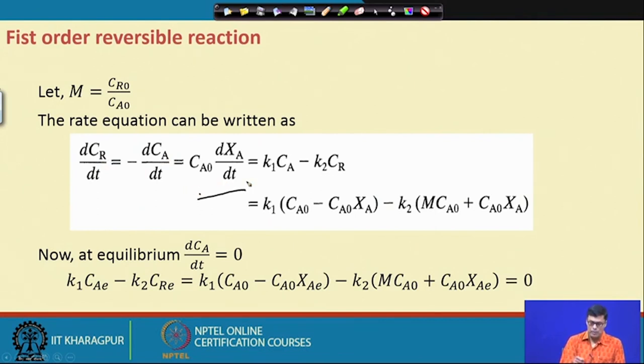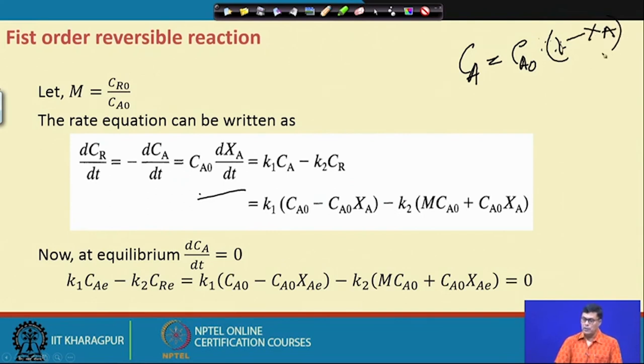We have shown what CA is: CA equal to CA0 into 1 minus XA. XA is the fraction converted, so what is the fraction remaining? That is 1 minus XA. That is the fraction remaining, and that is equal to CA.